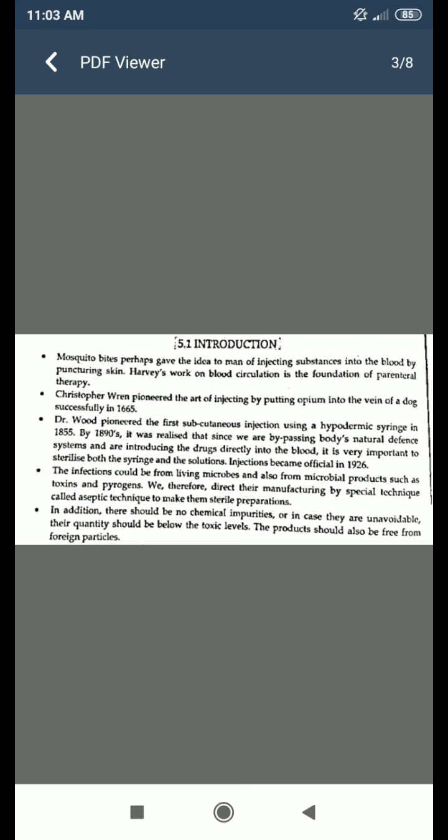In addition, there should be no chemical impurities, or in case they are unavoidable, their quantity should be below the toxic levels. The product should also be free from foreign particles. These are the introductory part of sterile manufacturing.